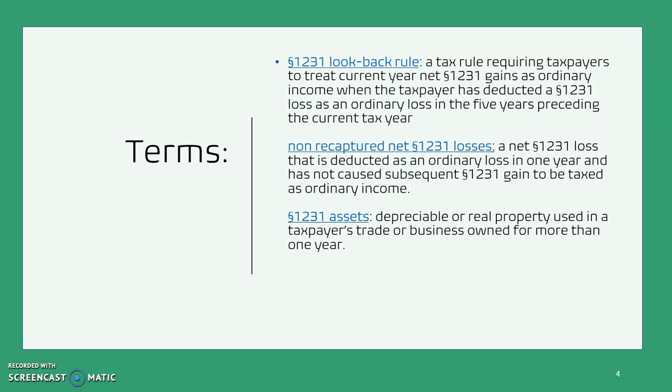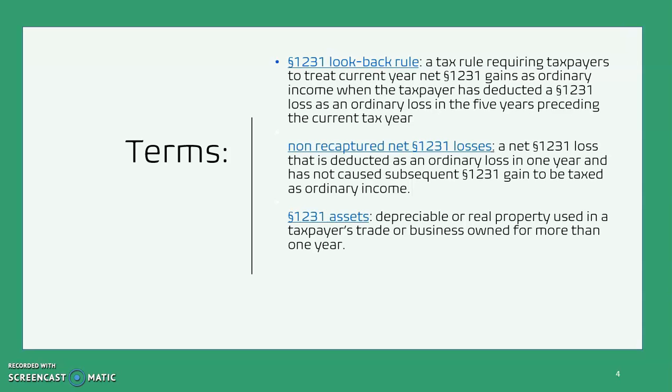The gain is taxable at a maximum 25% capital gains rate. Section 1231 assets are depreciable or real property used in a taxpayer's trade or business owned for more than 1 year. The Section 1231 look-back rule is a tax rule requiring taxpayers to treat current year net Section 1231 gains as ordinary income when the taxpayer has deducted a Section 1231 loss as an ordinary loss in the 5 years preceding the current tax year.